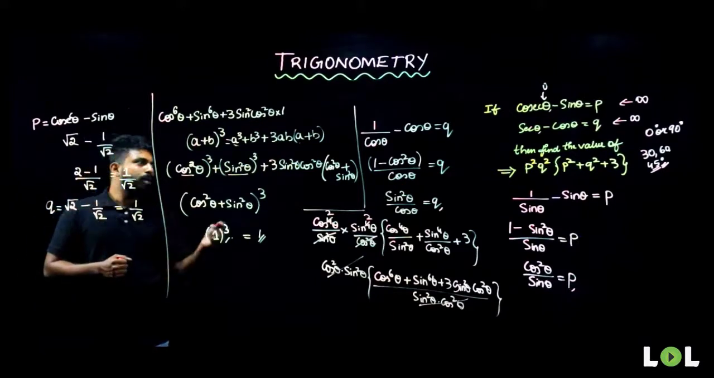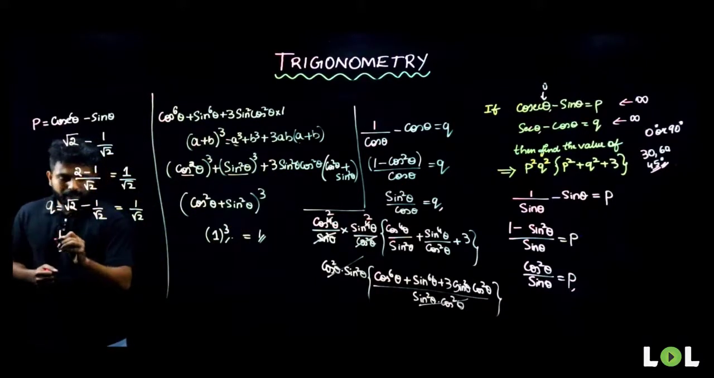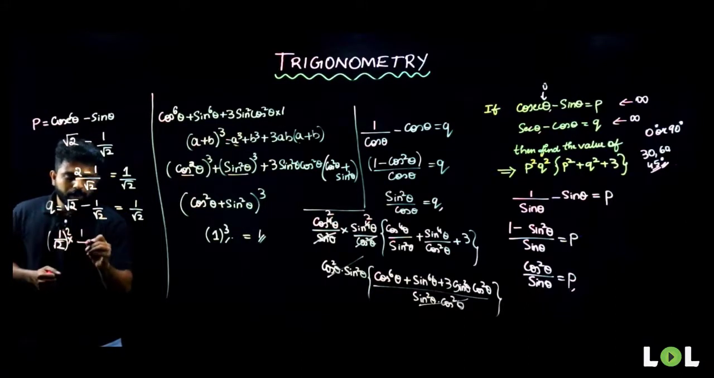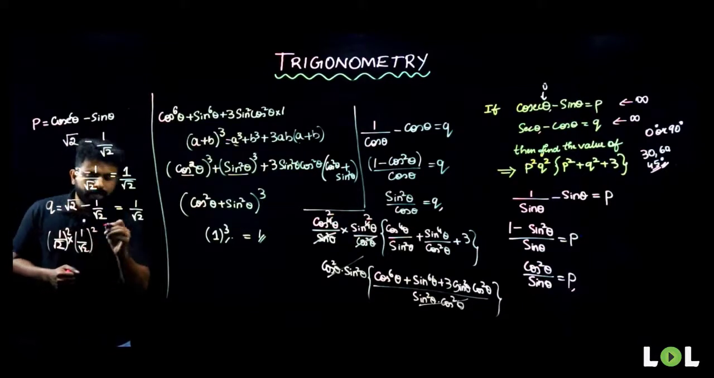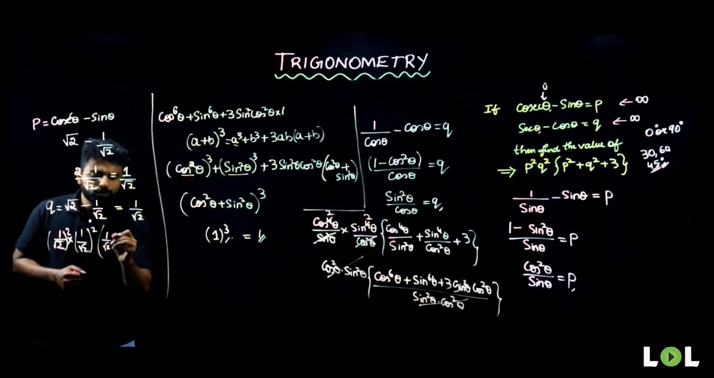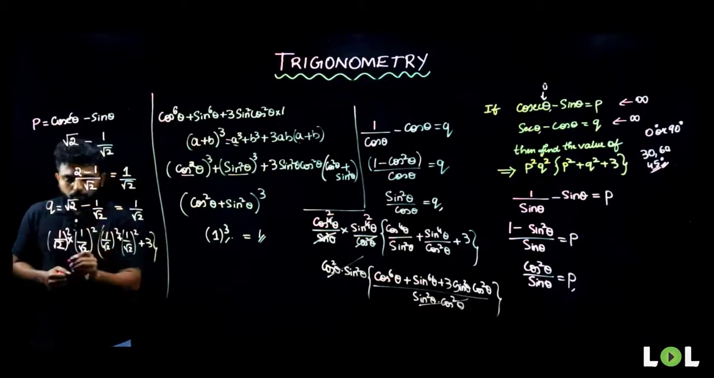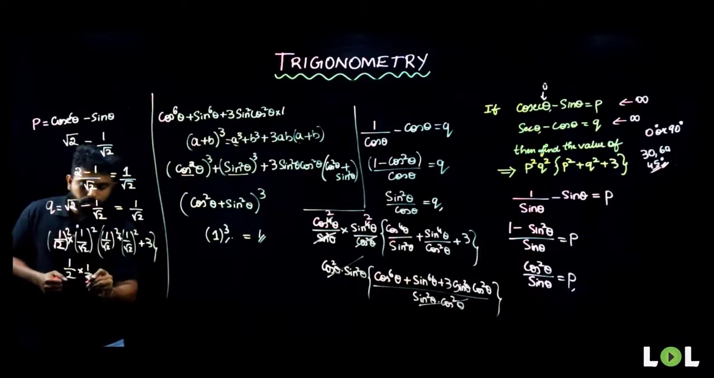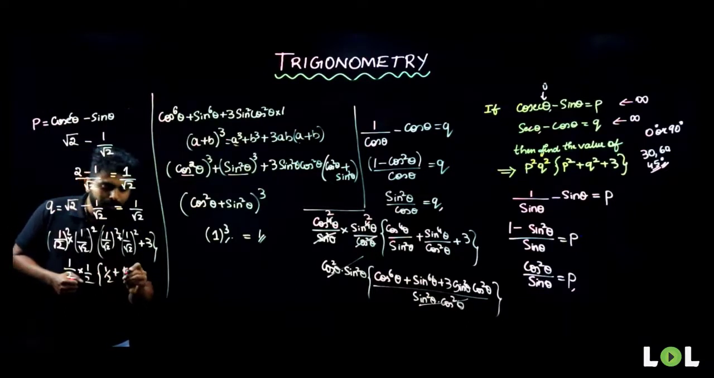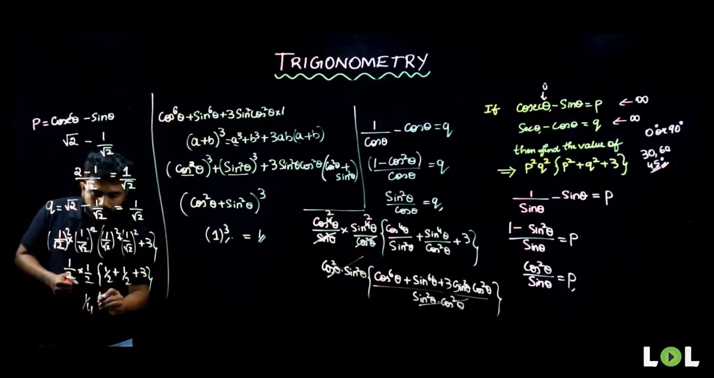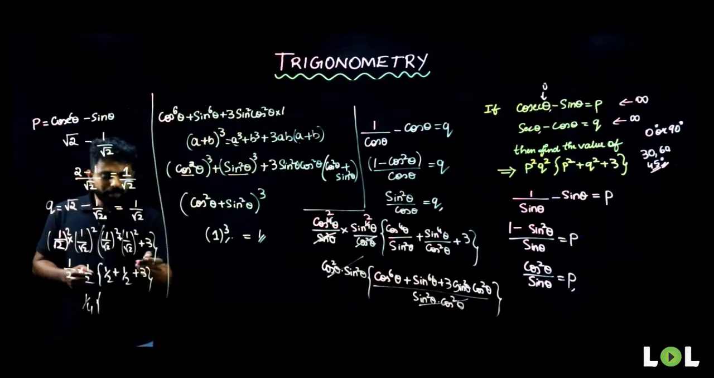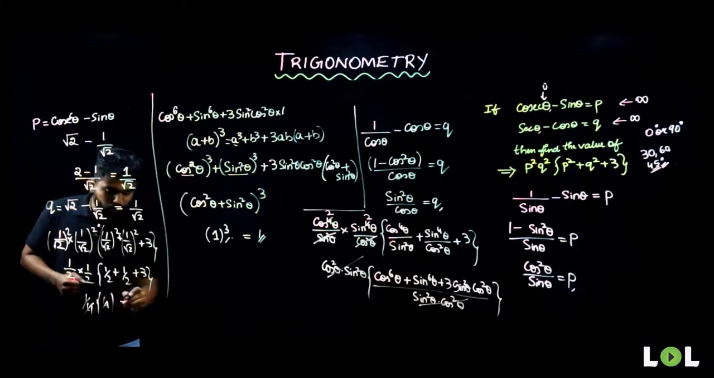So now we need to find the value of P square plus Q square into (P square Q square plus 3)... that is, 1 by root 2 the whole square into 1 by root 2 the whole square into (1 by root 2 the whole square plus 1 by root 2 the whole square plus 3). So what will I be left with? 1 by 2 into 1 by 2, the whole into (1 by 2 plus 1 by 2 plus 3). Now what will I be left with inside? Here I will have 1 by 4 the whole into (1 by 2 plus 1 by 2 is 1, plus 3 is nothing but 4). 4 divided by 4 is nothing but 1.